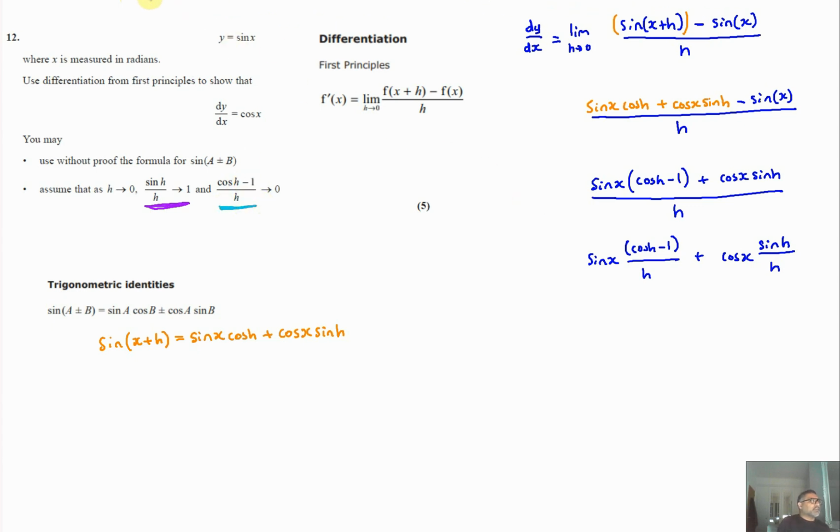So what we're going to say then, as h approaches 0, this now becomes sine x times, sorry, cos h minus 1 over h, that's the blue bit there, so that's times 0. And then we've got plus cos x times sine h over h, and we said as h approaches 0, that tends to 1.